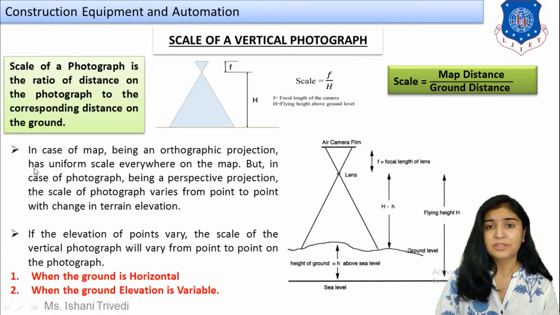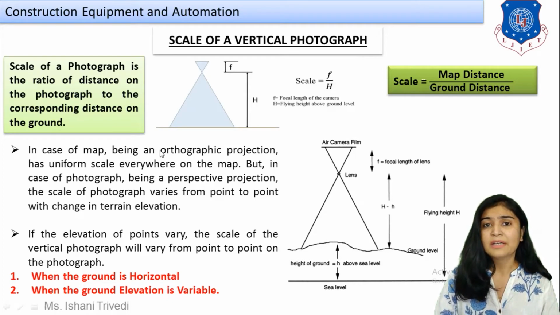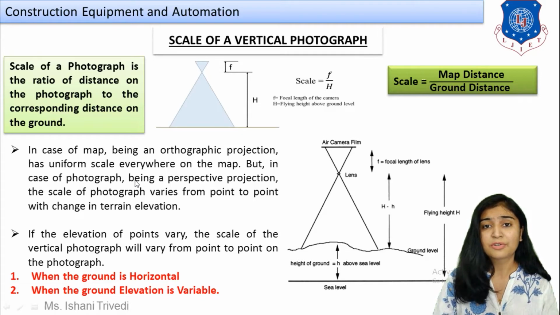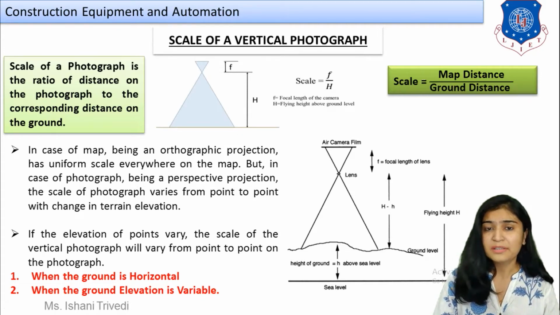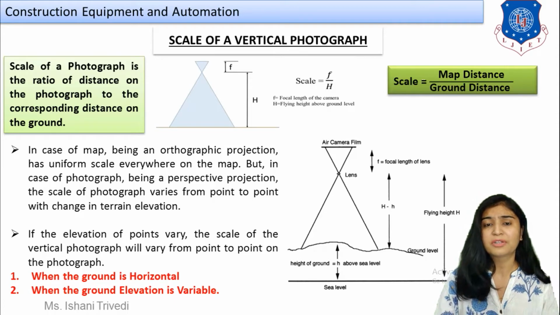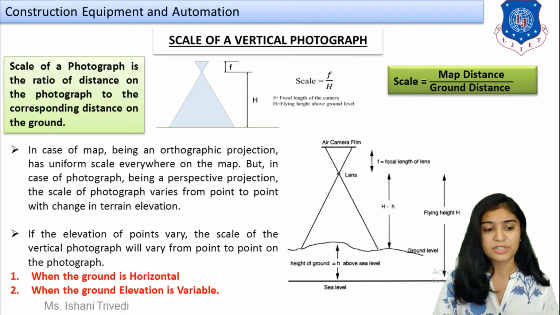So why do we do this? In case of a map, it is an orthographic projection, right? It has uniform scale everywhere. But in case of the photograph, it is a perspective projection. So the scale of the photograph varies from point to point. If you remember, for drawing the plan we used to take 1 centimeter equal to 100 centimeter, 1 meter equal to 1000 meter. This is nothing but the same. You are just taking the scale over here because it is a perspective projection.